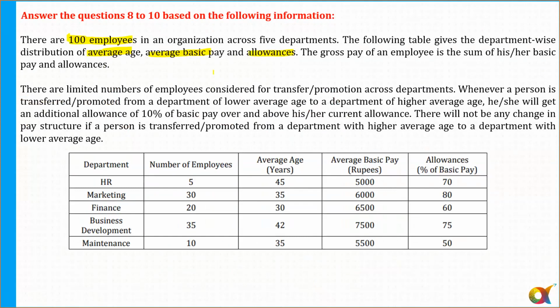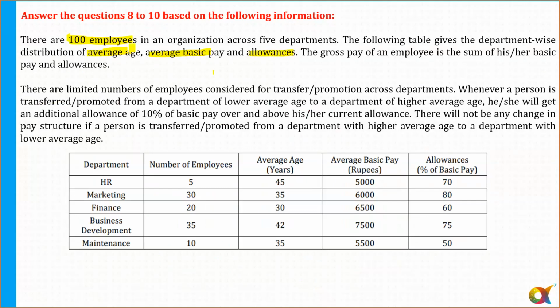So let me continue. There are 100 employees in an organization across 5 departments. The following table gives the department-wise distribution of average age, average basic pay and the allowances. The gross pay of an employee is the sum of his or her basic pay and the allowances. Gross pay is basic plus allowances.